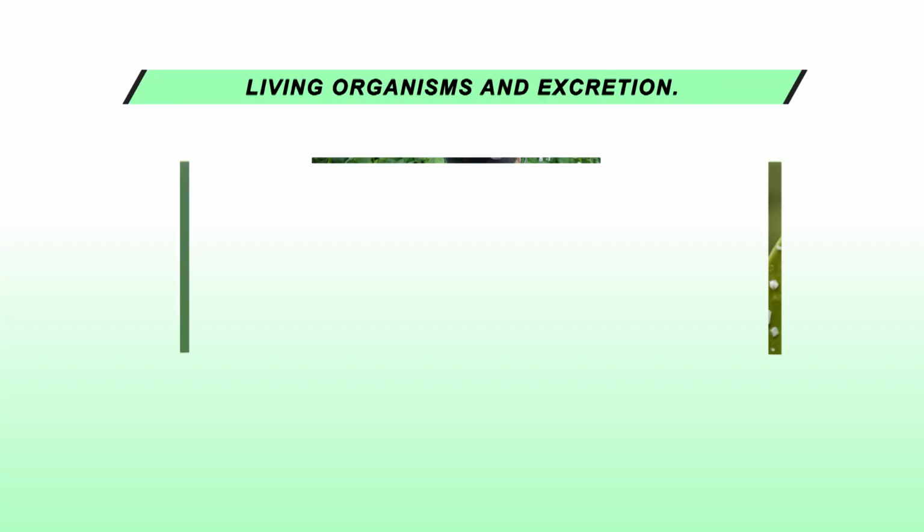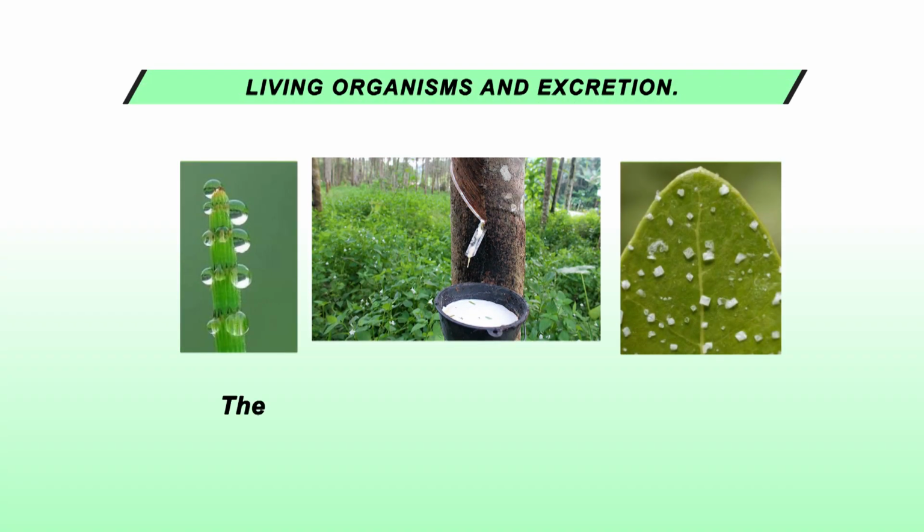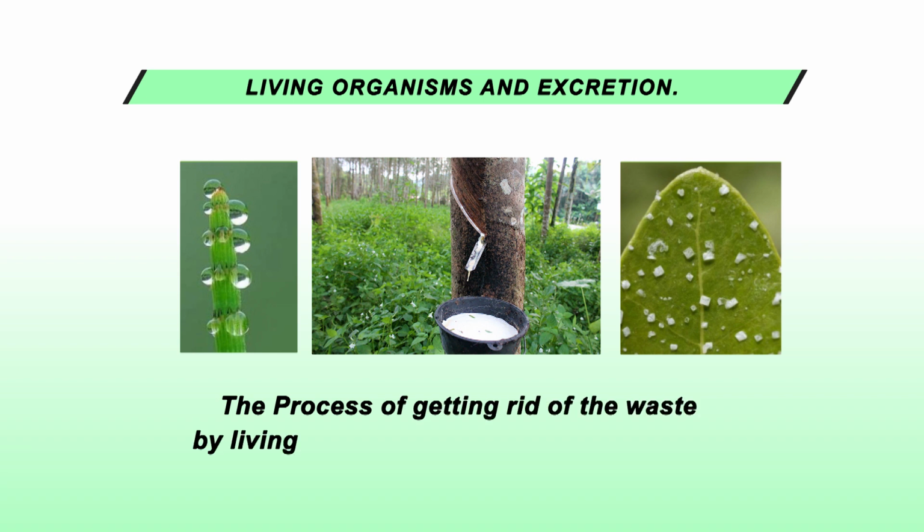All living things take food, out of which a part is utilized by the body and the remaining is waste. But what happens to this waste? It has to be removed from the body. The process of getting rid of these wastes by the living organisms is known as excretion.